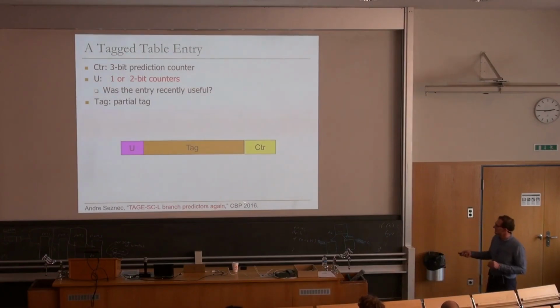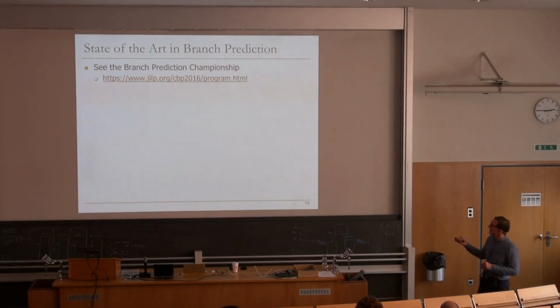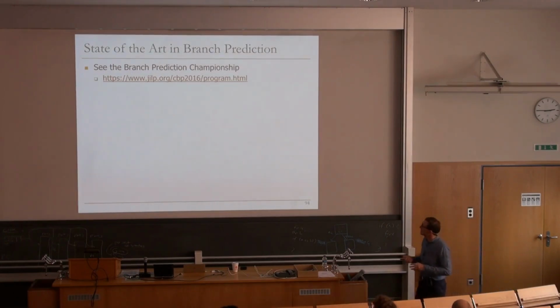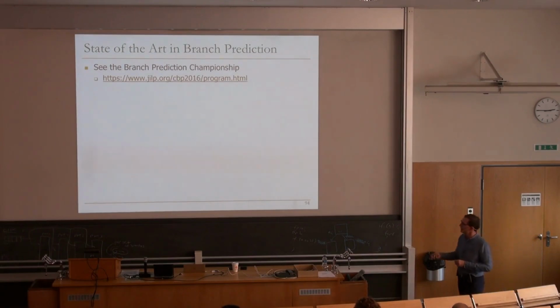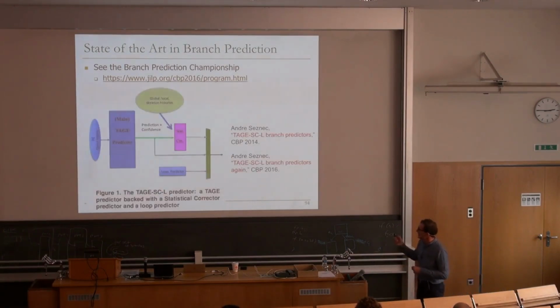Okay, if you're really interested, you can take a look at these papers. But the state of the art is essentially based on these. These are the winners, and these are also implemented in real processors. Andre Seznec also won an Intel award because of his contributions to branch prediction, as well as caching. But basically, this is an example of the winning predictor from 2016.